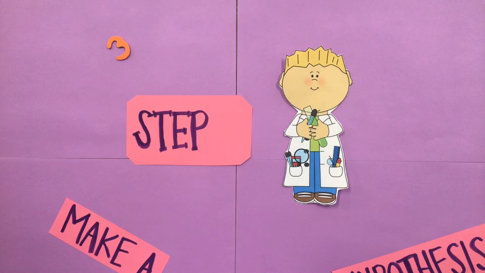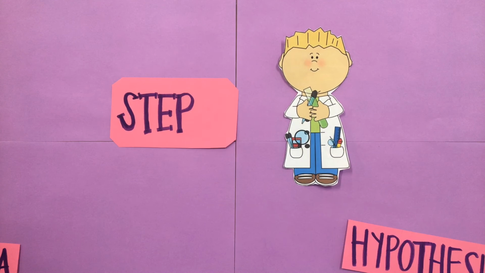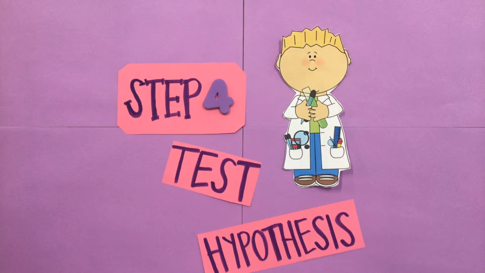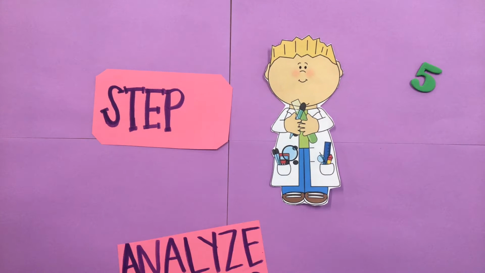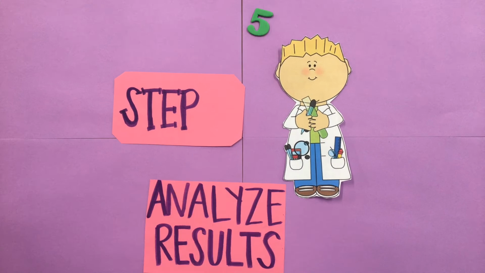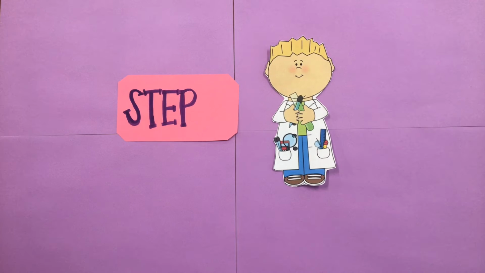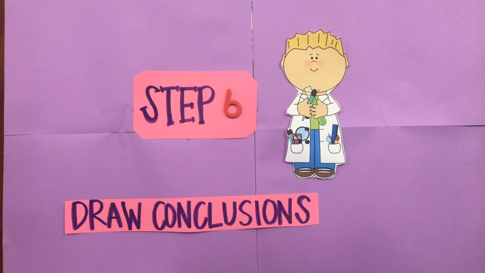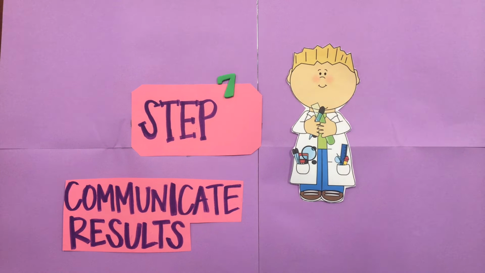Step 3 is to make a hypothesis. Step 4 is to test the hypothesis with an experiment. Step 5 is to analyze the results of the experiment. Step 6 is to draw a conclusion. Step 7 is to communicate the results.